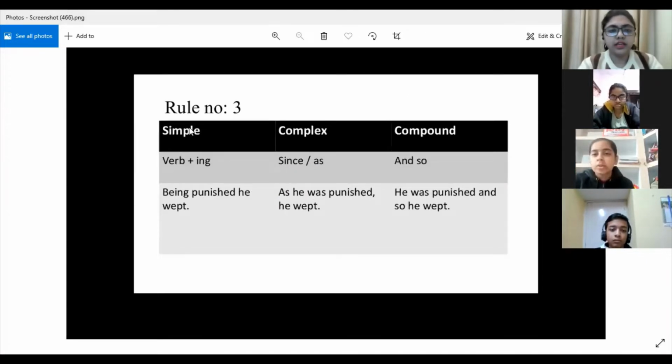Next, if there is an ing form of verb in a simple sentence, like being punished, he wept, then for changing it into complex, we can use since or as. So as he was punished, he wept. Since he was punished, he wept. And for compound sentence, we can use and so, or only so will also do. Like he was punished and so he wept. He was punished, so he wept. So both the sentences will be correct.